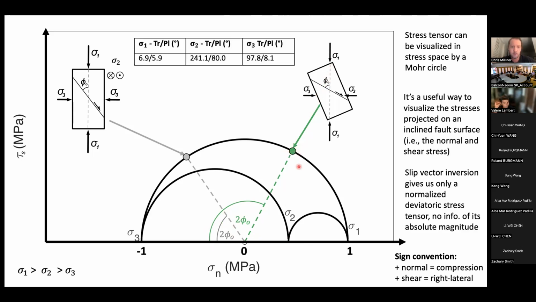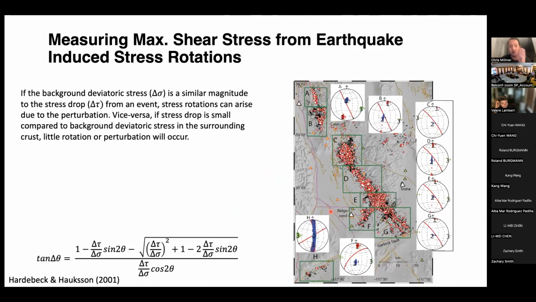Okay, and so one important thing to keep in mind is that with the stress tensor, we don't have the absolute magnitude of the stress tensor at this point. We don't know the radius of this circle. We don't know where sigma 1, 2, and 3 are located in absolute stress space. These points show the principal stresses where the shear stresses are 0. So we don't know where we are in Mohr space, or the size of this Mohr circle at the moment. But one thing we can do to try and get the radius of that Mohr circle is by measuring the stress rotations.